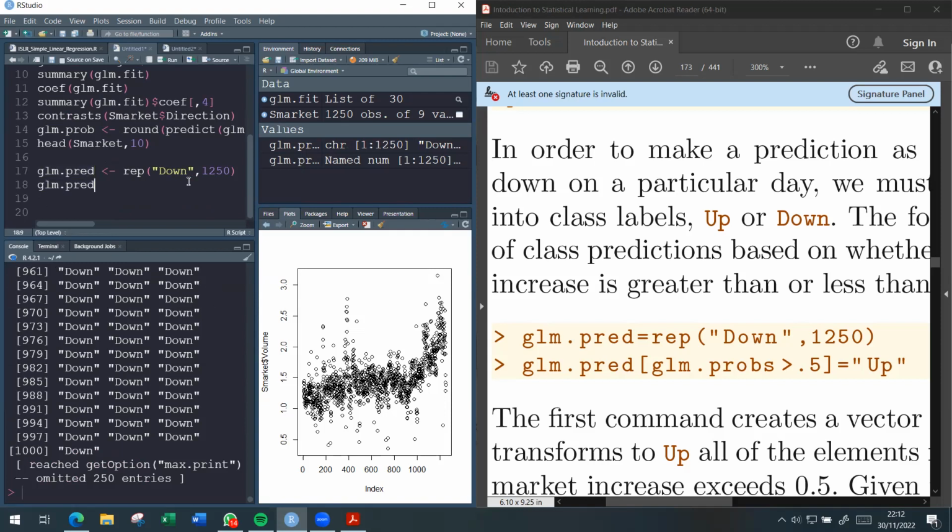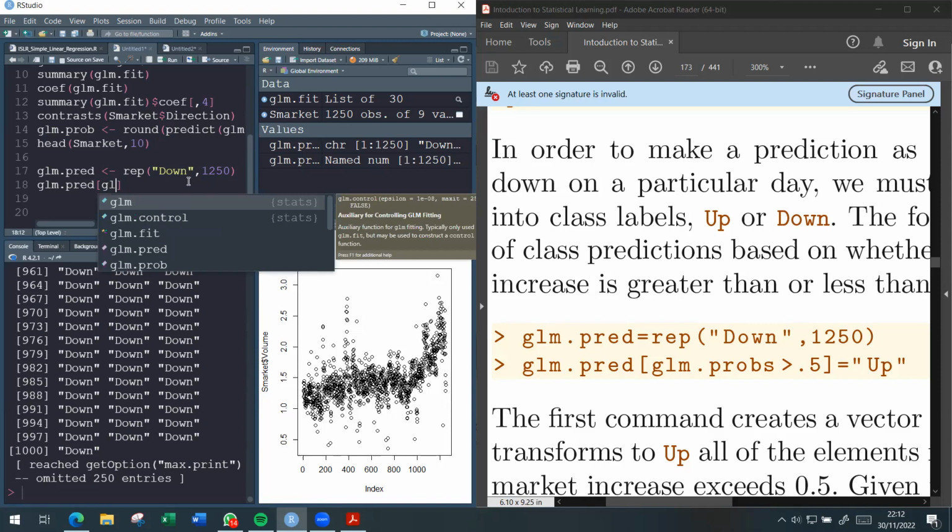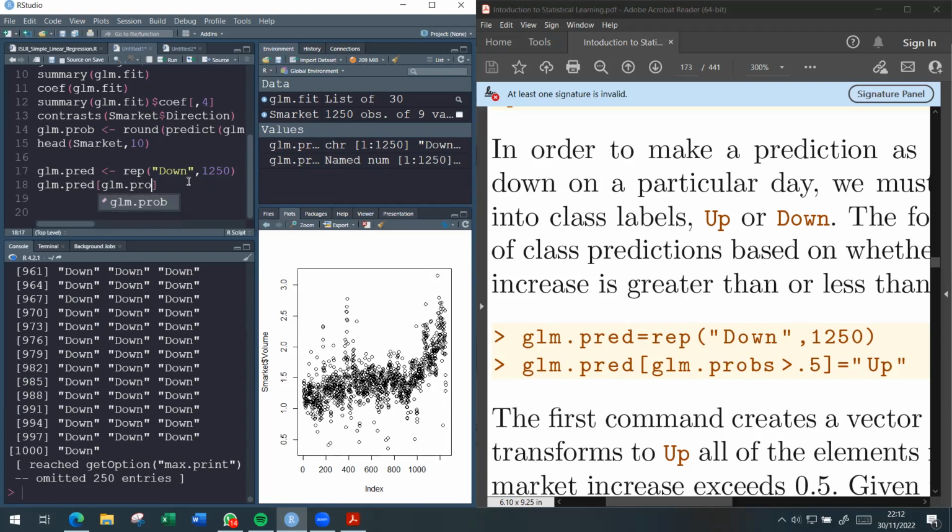But now what we're going to do is this. We're going to say take all these downs and compare to the probabilities that the model is producing, and where that probability is greater than 0.5, assign up.